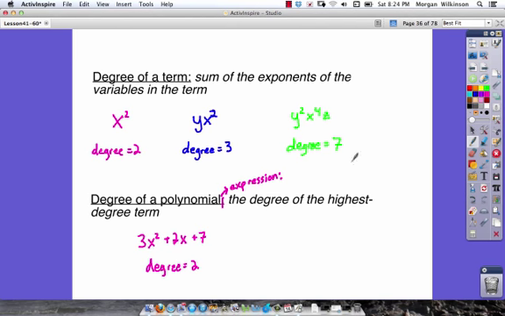Let's look at one more. Let's say we have 4yz plus 3xy to the seventh plus 8.